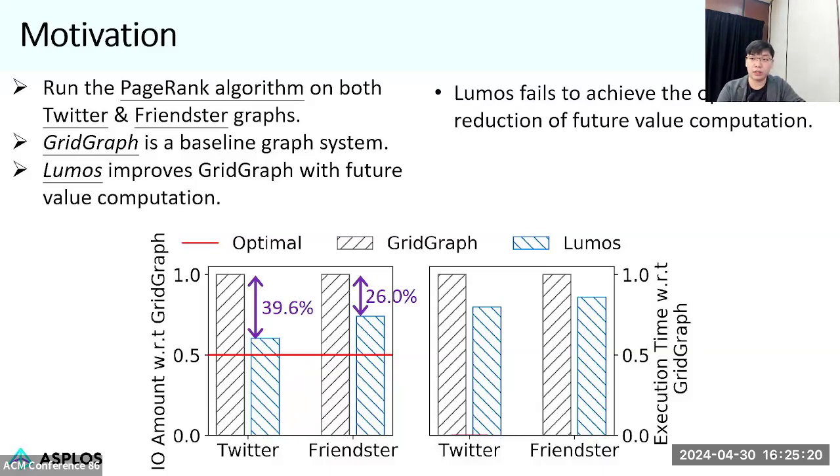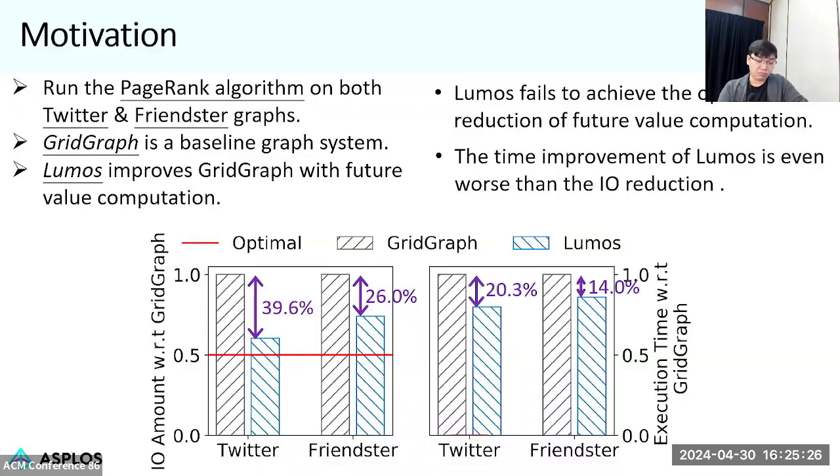And this is because Lumos can only process a subset of the edges. The second issue is that, given that the I/O improvement cannot reach the optimal value, its execution time improvement is even worse than the I/O improvement. So we can see that the execution time improvement is only 20.3% for Twitter and 40% for Friendster.